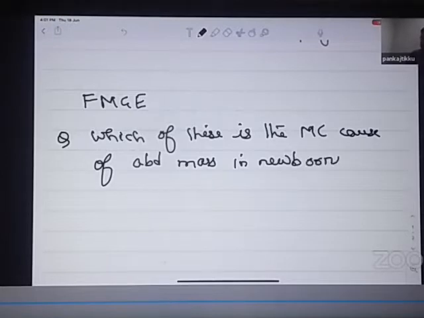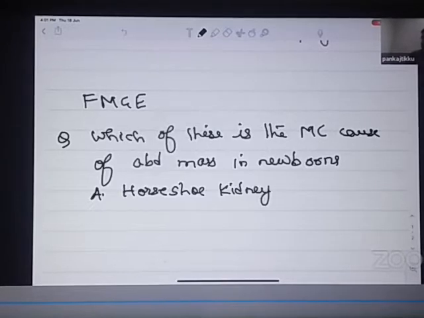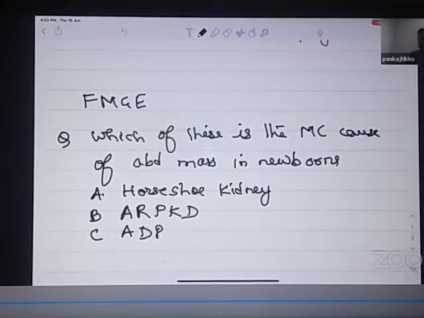And the choices they had given was a horseshoe kidney, the second was autosomal recessive polycystic kidney disease. What is the full form of ARPKD? Autosomal recessive polycystic kidney disease. We'll talk about this. Then autosomal dominant polycystic kidney disease. What is the full form of ADPKD? Autosomal dominant polycystic kidney disease. And D was multicystic dysplastic kidney.